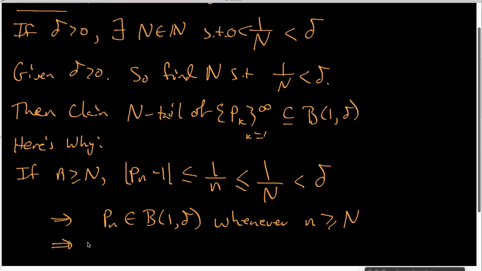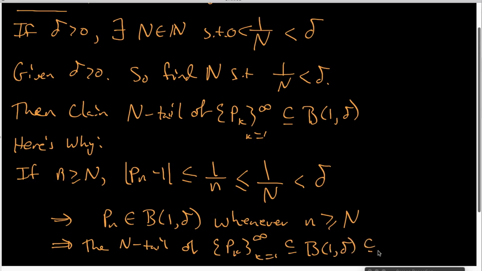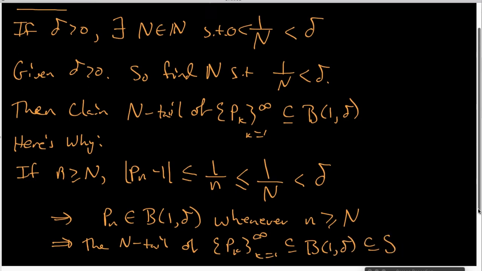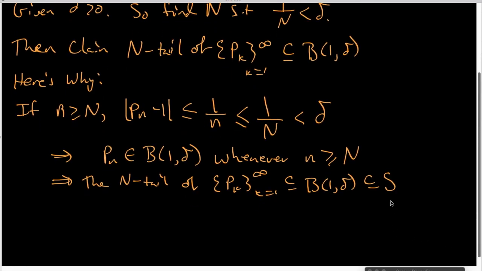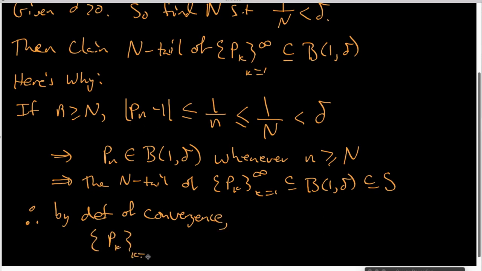And that says the whole tail of the sequence is indeed a subset of that delta ball, and that delta ball is indeed a subset of our original arbitrary open interval. And therefore, by the definition of convergence, my sequence does indeed converge to 1.